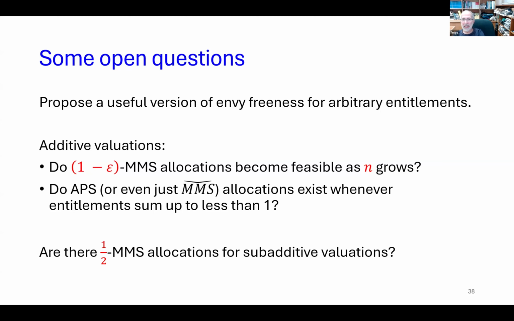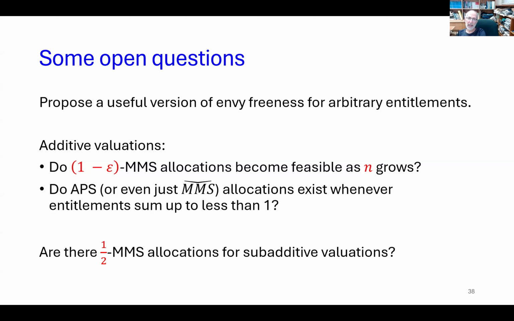And the last open question is about what happens with non-additive valuations, let's say sub-additive valuations, other classes of valuations, but let's stick specifically to sub-additive valuations. We don't know if there's a constant approximation for the MMS in this case. We know that there's nothing better than half MMS, that there are examples in which you cannot get better than that, but maybe half MMS is the best approximation ratio that you can give. And that would be very interesting.